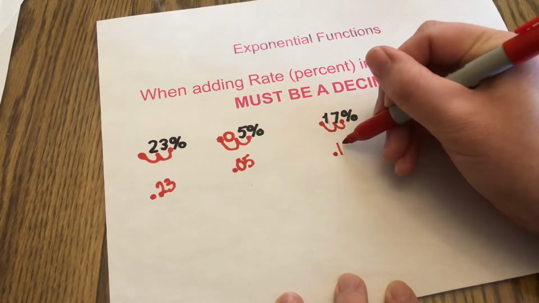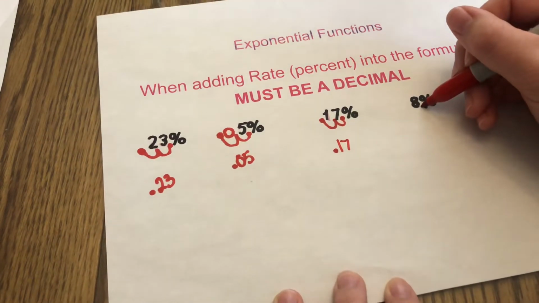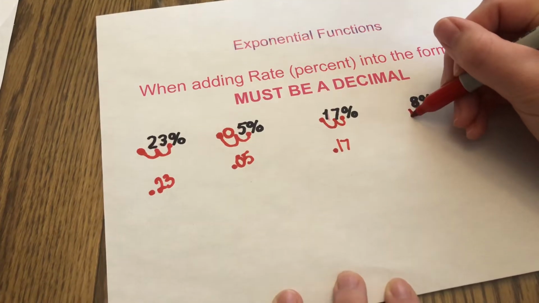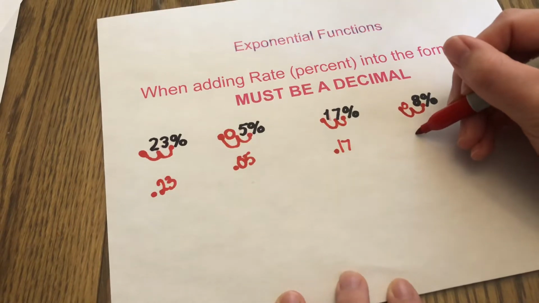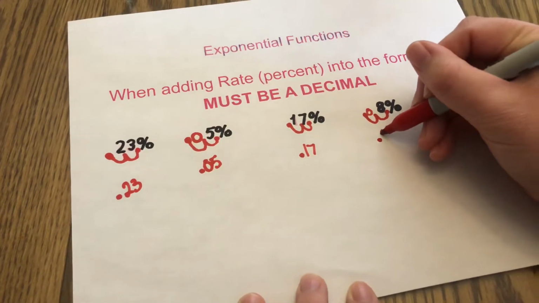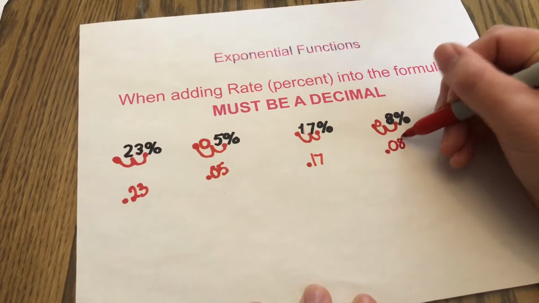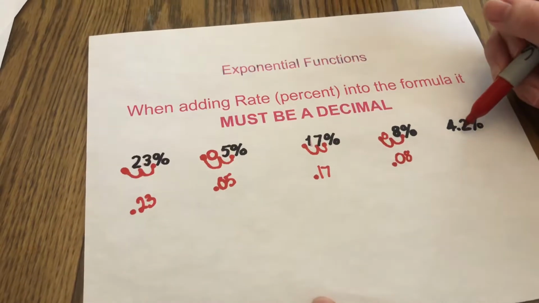17% is 0.17. I have 8%. I put it over 2 units. I have that empty space. I'll fill it in with the 0. 8% is 0.08. And then my last one, I have 4.2.